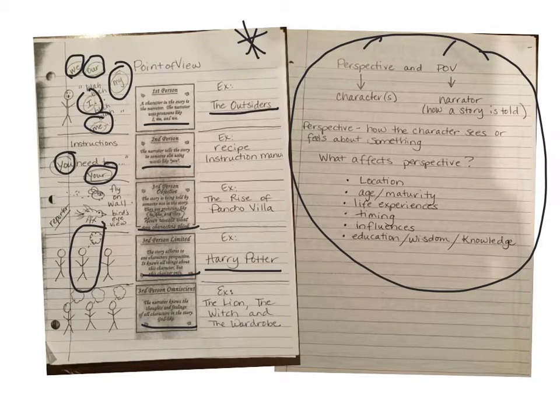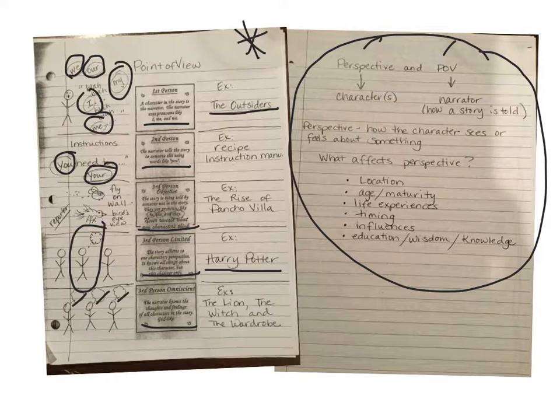Third person omniscient. The narrator knows the thoughts and feelings of all the characters in the story. Godlike. Omniscient means he's looking over, kind of like how we picture God sometimes, looking over us and conducting a story. The Lion, the Witch and the Wardrobe is the example there. So the narrator is telling everyone's story and knows everyone's feelings throughout it.